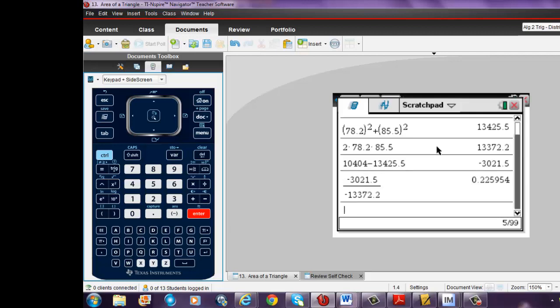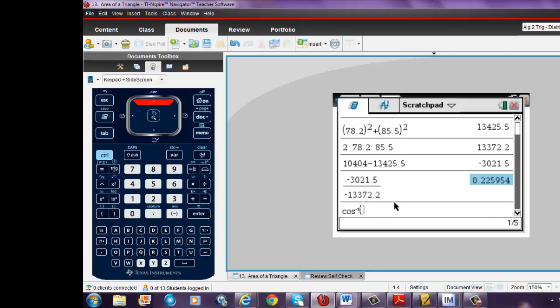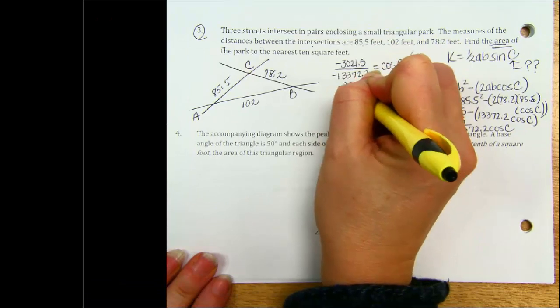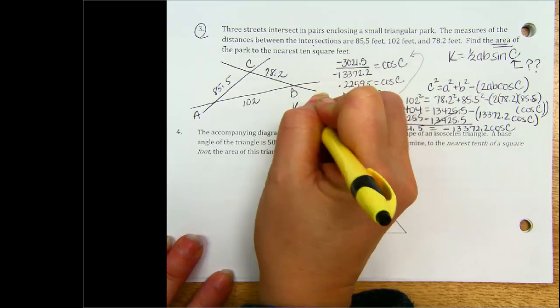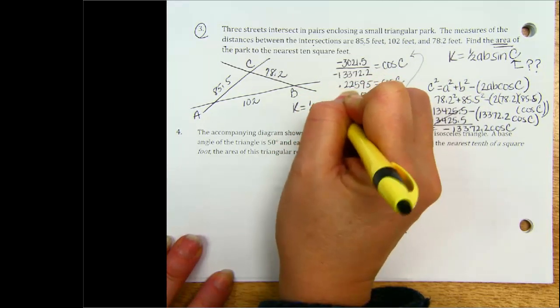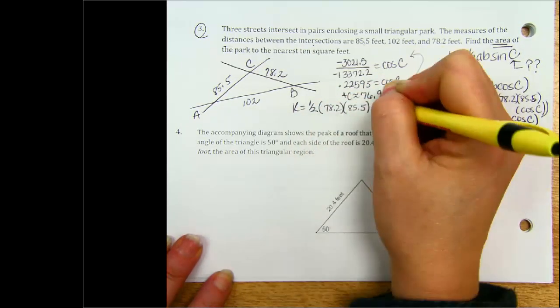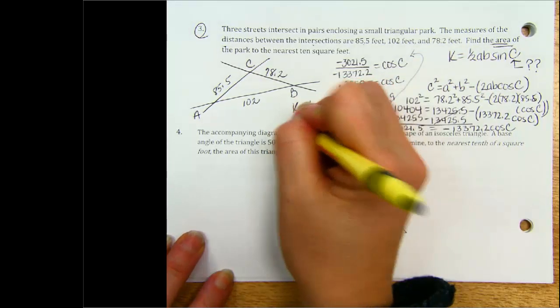Remember, when you're looking for an angle, you need to use your inverse trig function. Law of cosines uses cosine. So I'm going to inverse cosine that previous answer to get my angle measure. And my angle measure is about 76.9 degrees. Now I can use that angle measure to plug into my area formula. And from here, it's pretty basic. 1/2 times 78.2 times 85.5 times the sine of 76.9.